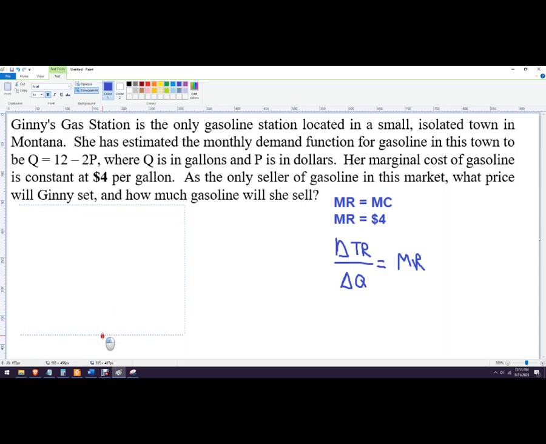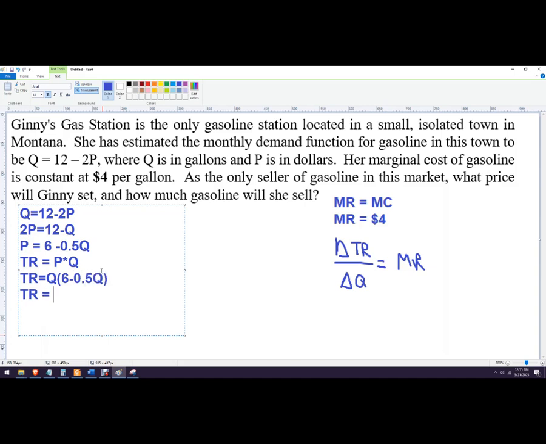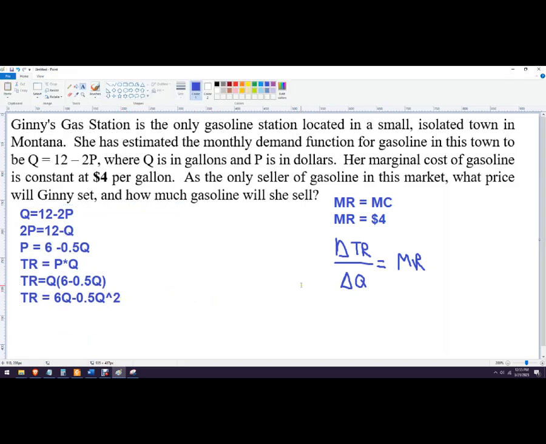Now, total revenue is price times quantity. Okay, and we actually know what the price is. So total revenue is, I'm going to write it out, Q times this function here, 6 minus 0.5Q. And that gives us 6Q minus 0.5Q squared. Okay, that little caret means squared. So now I've got the total revenue function. I just need to take the partial derivative with respect to Q of that.